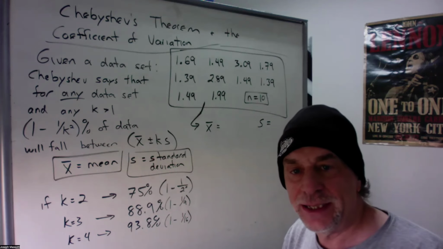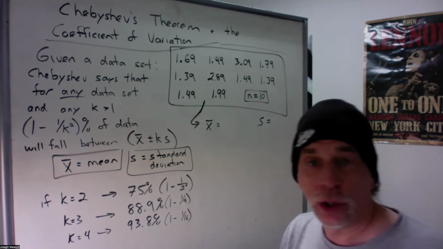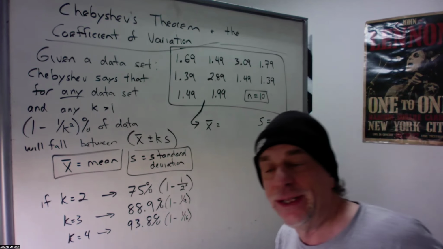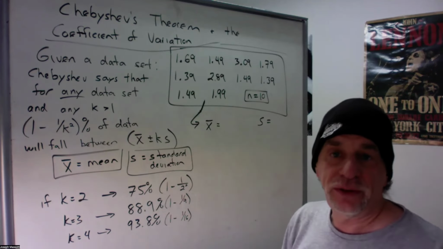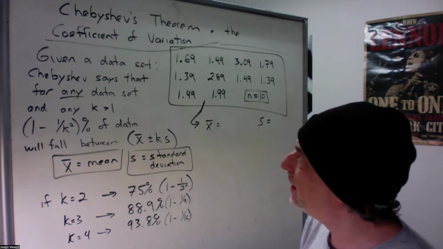If you study statistics for any length of time, you'll find out that a lot of Russians were doing work early on in the 40s and 50s at the kind of the birth of statistical analysis. So you'll see a lot of Russian names if you study statistics.